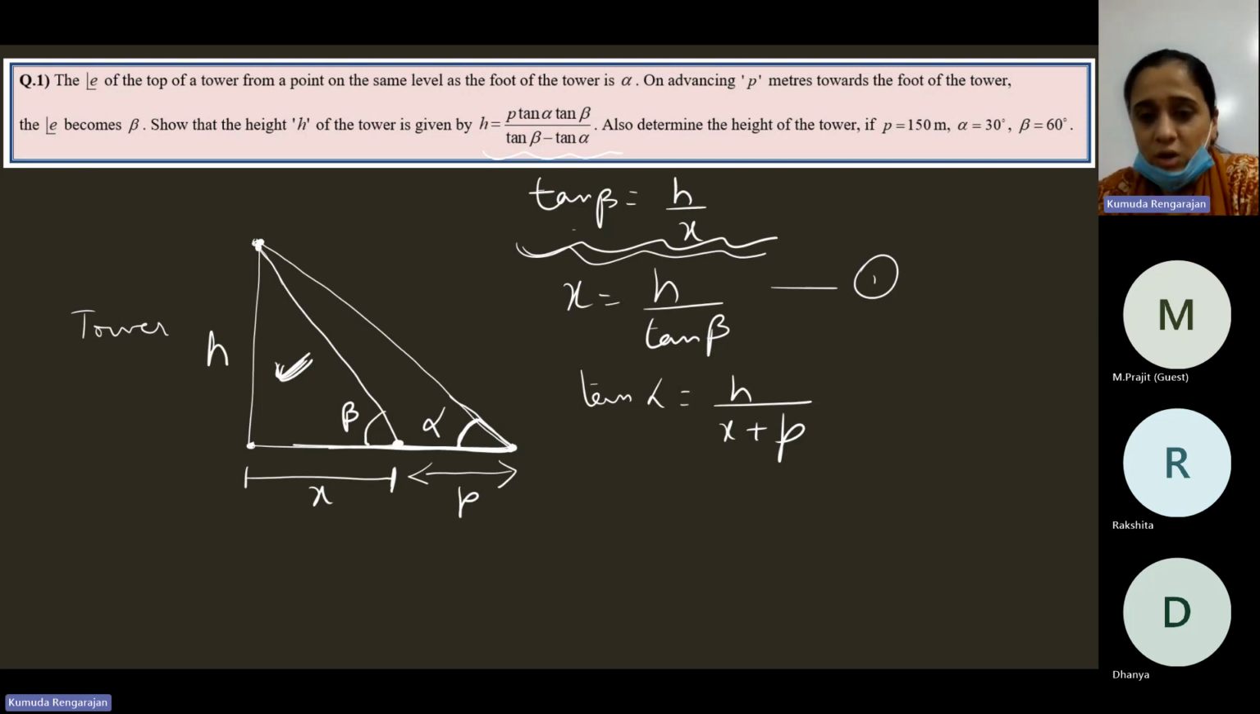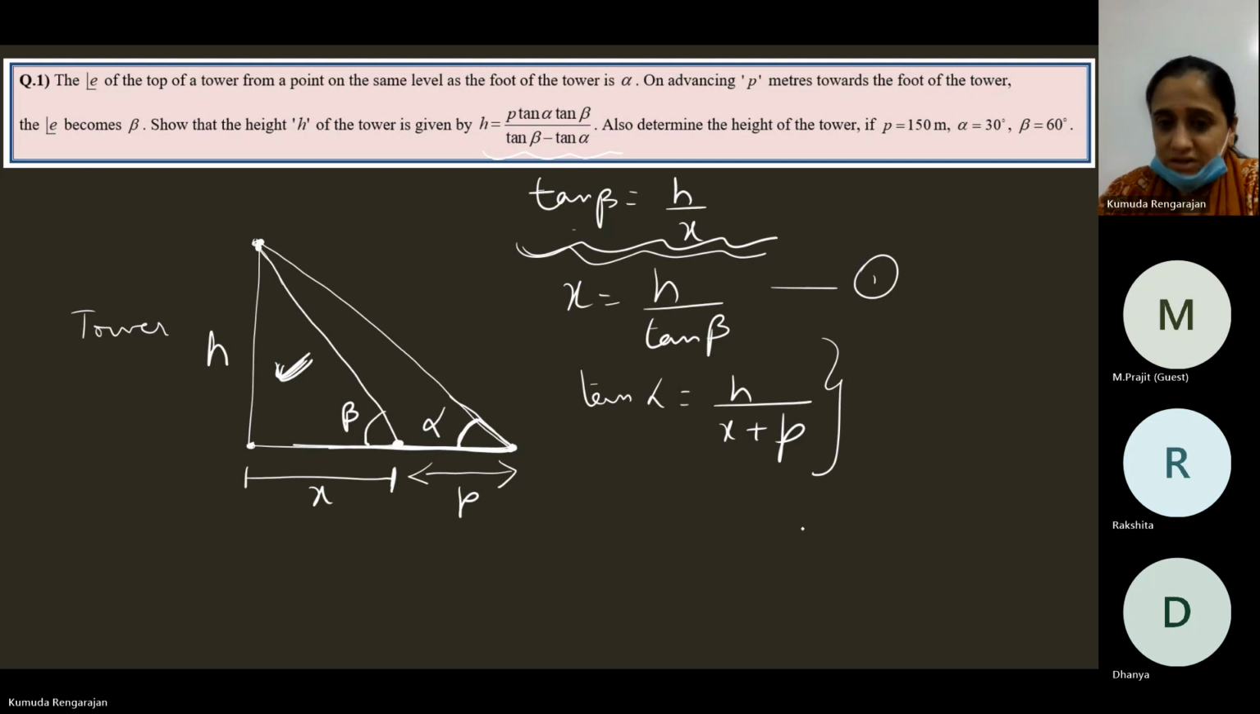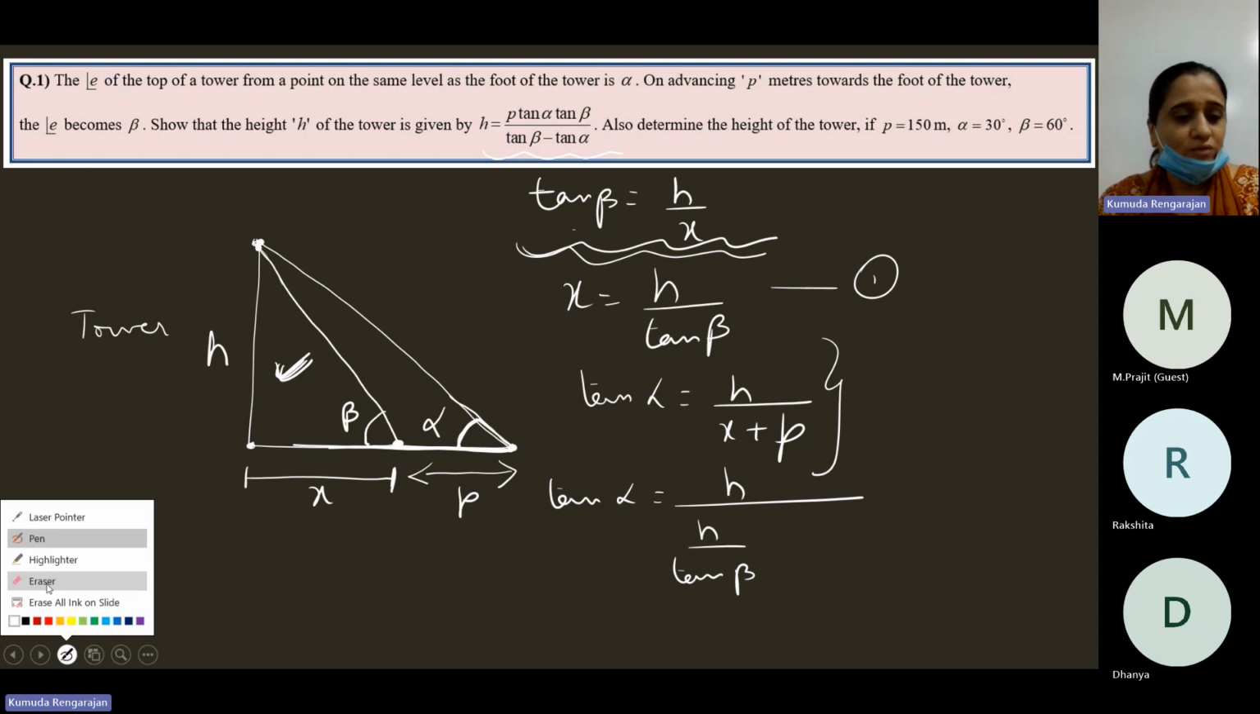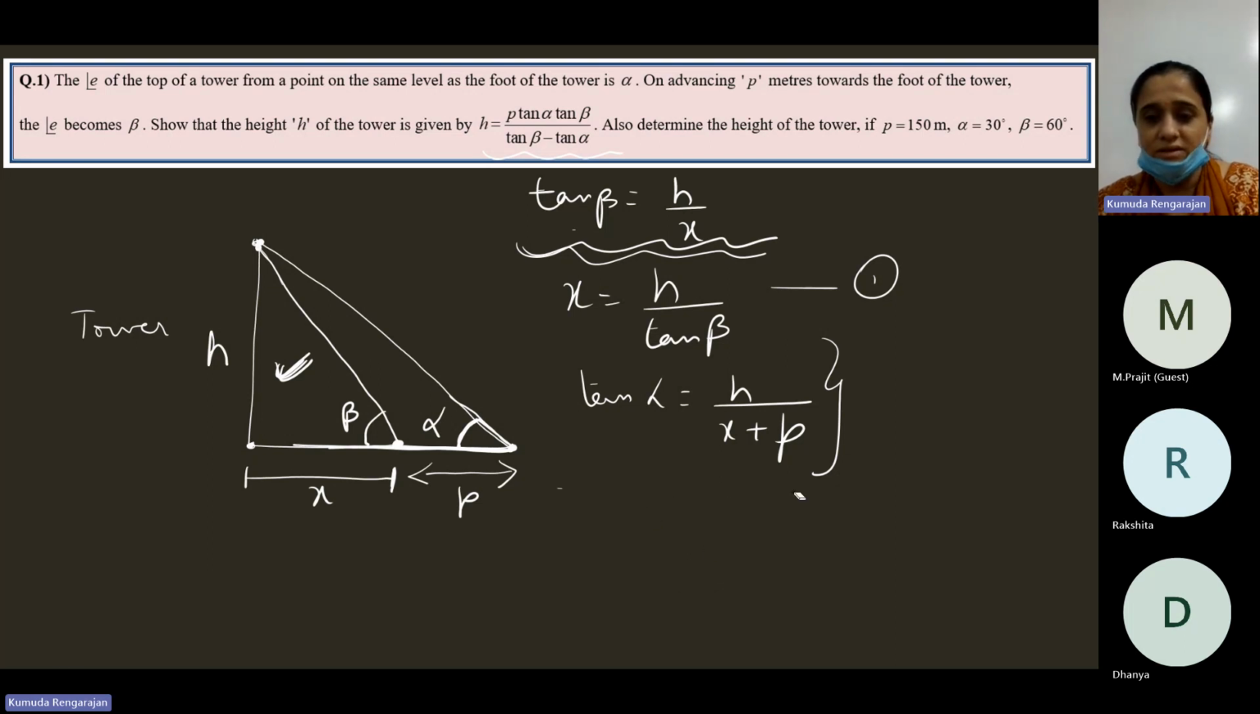Now what you're going to do is look at this equation. Here, which is not in the final result, that is, we have tan alpha, h, x, and p. Which among these is not in the final result? X, right? So substitute for x then. Tan alpha is equal to h by, what is x? H by tan beta. See, instead of substituting here, I'm saying you cross multiply and then substitute, so that you don't have a fraction in a fraction. Just for the sake of convenience, I said don't substitute here. You cross multiply.